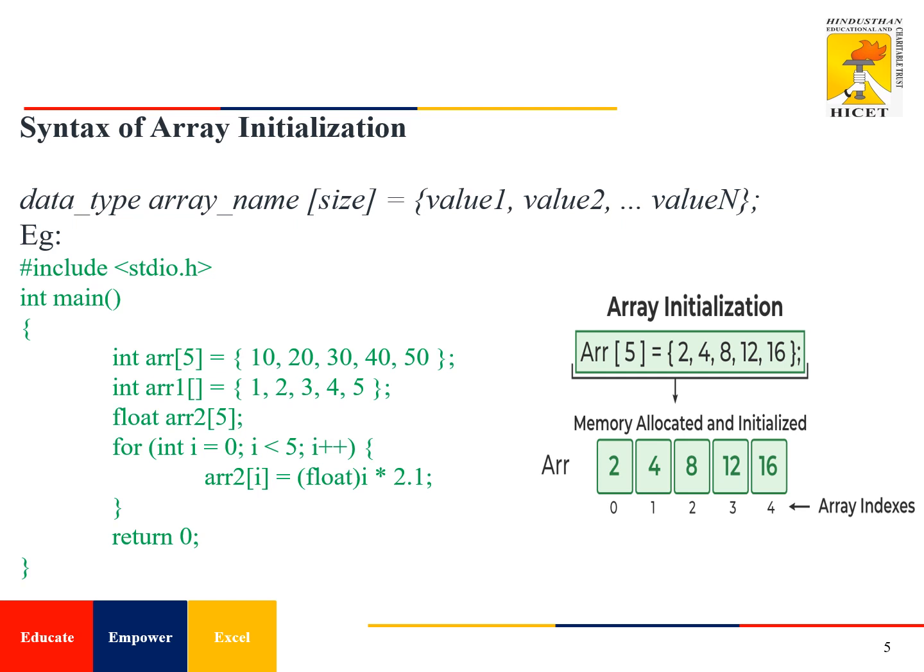For array initialization, here I'm giving a pictorial representation, that is an array of 5. I'm assigning values to the array ARR. The size of the array is 5, and the values are 2, 4, 8, 12, and 16. The memory location allocated for ARR has size 5, that is indexes 0 to 4, and the values are inserted into those indexes. In index 0 it assigns 2, index 1 it assigns 4, and in index 2 it assigns 8. According to your list of elements, it assigns the values into the indexes.